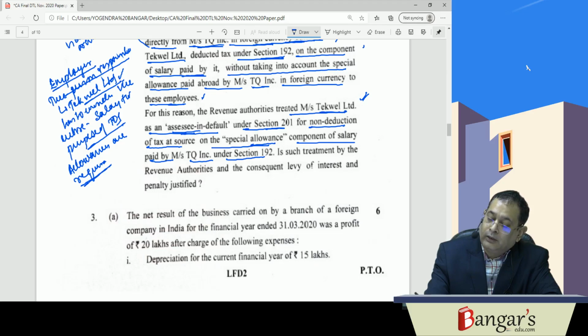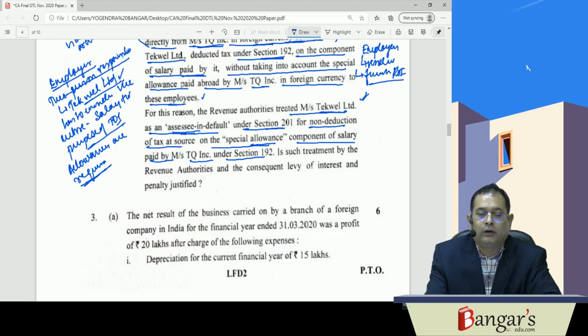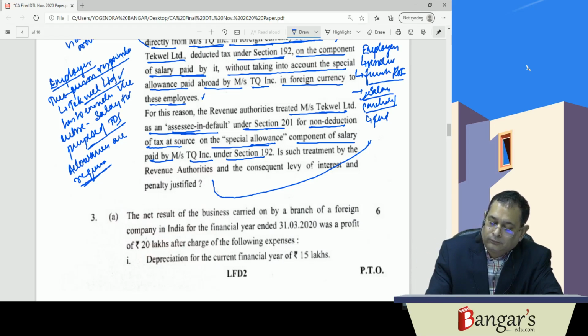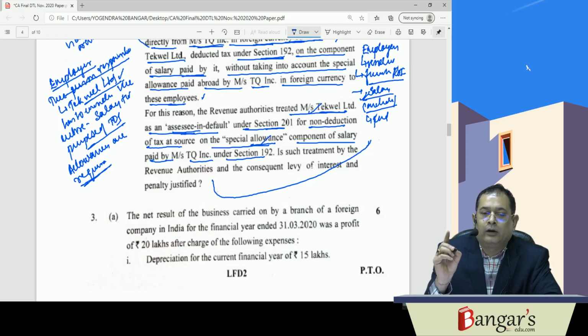But in case the employees, they are residents here, they have furnished the return of income, and taken the salary including allowances into consideration, paid tax accordingly, then the company will be liable to pay interest up to the date of furnishing their return. Up to the date of furnishing the return, when they obtain a certificate to this effect from a chartered accountant of the concerned payees. So it will be regarded as assessee in default, and will be liable to pay interest under section 201.